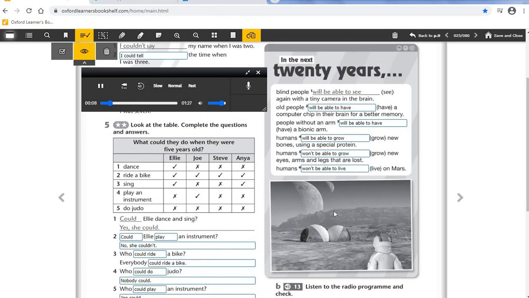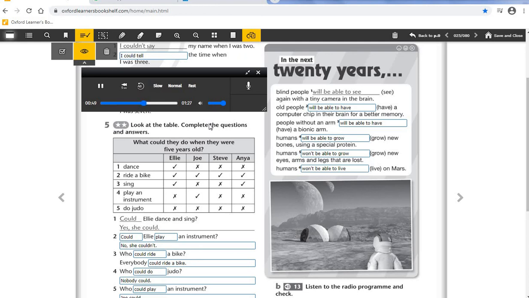Science is moving fast. Scientists are discovering new things all the time that will be able to change our health in the future. What will be possible in the next 20 years? Firstly, scientists have studied the human brain. They say that soon blind people will be able to see again with a tiny camera in the brain. They also say that old people will be able to have a computer chip in their brain for a better memory. Also, people without an arm will be able to have a bionic arm, and they will be able to control it with their brain.